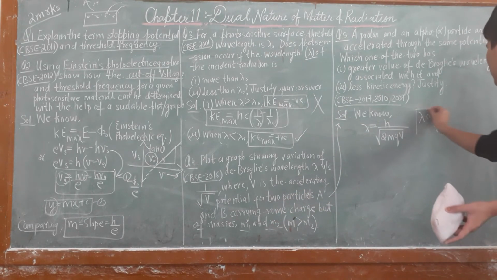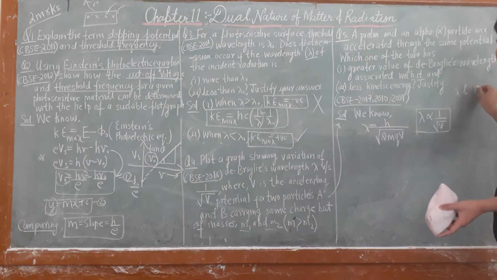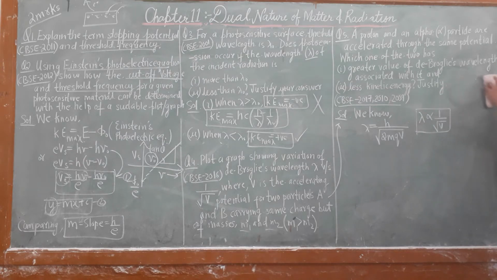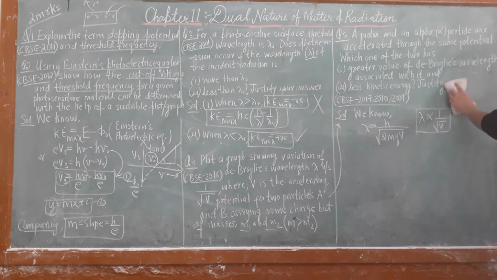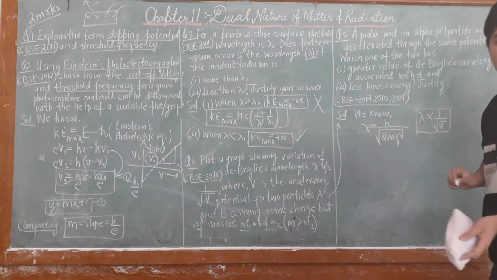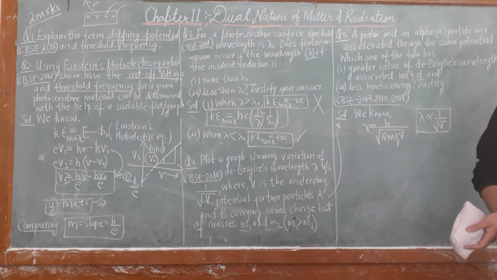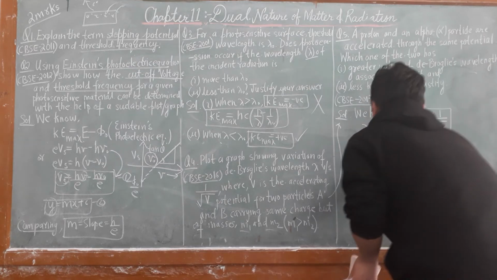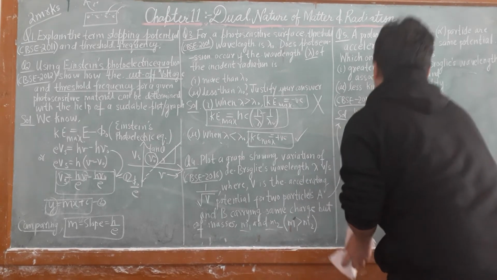Here we are not drawing the graph between lambda and v. Per the graph, lambda should be directly proportional to 1 by root v. So we have to consider 1 by root v as y, or any variable. Root v is inversely proportional to lambda, but 1 by root v is directly proportional to lambda. So now you will get a straight graph with positive slope rather than negative slope.